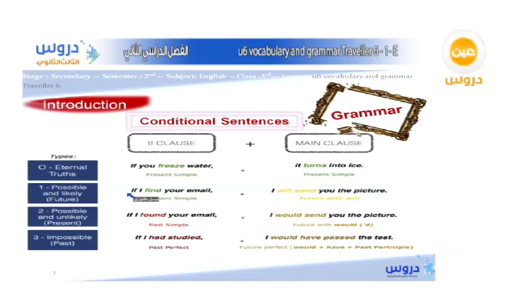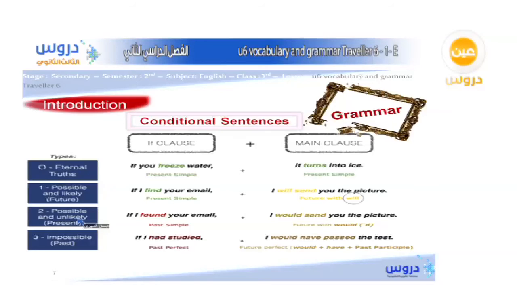All right. The second form of the conditional sentence is anything possible to happen in the future. If I find your email, and this is a conditional sentence, we need a good answer for that: I will send you the picture. So the main clause here is in the future, and we are using, as you can see, will. Okay, will means that the sentence we're going to talk about is about the future.